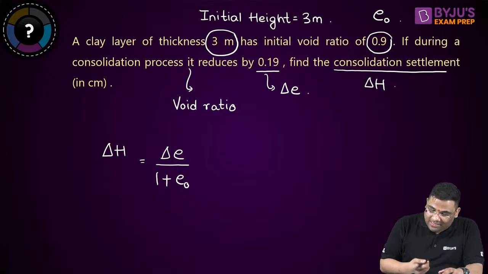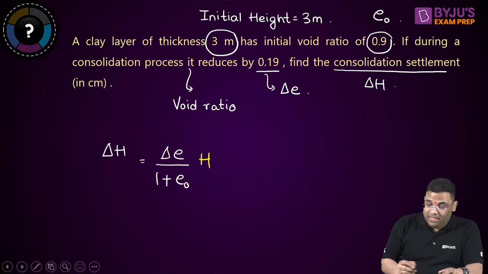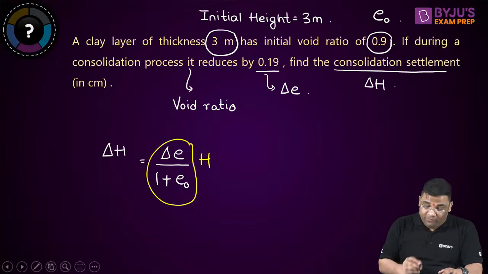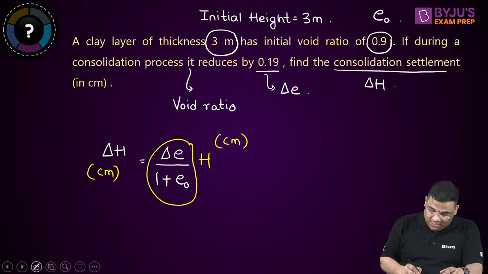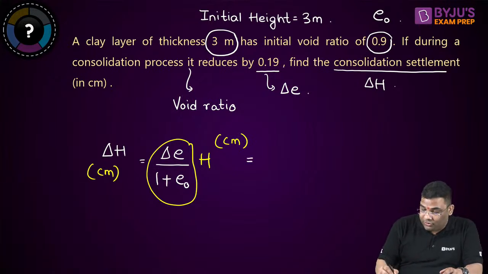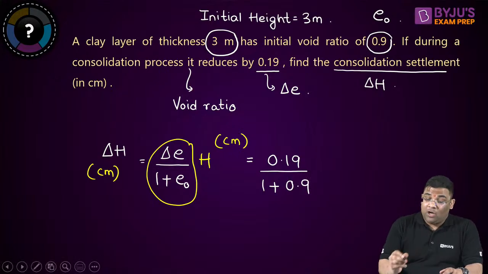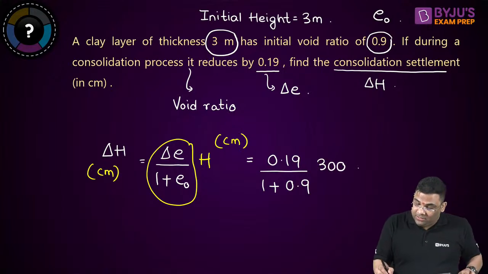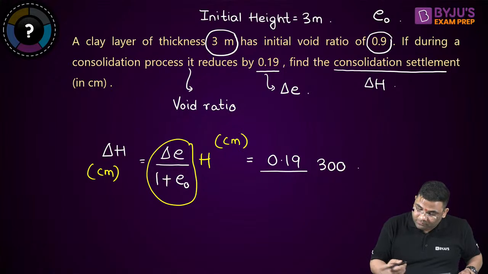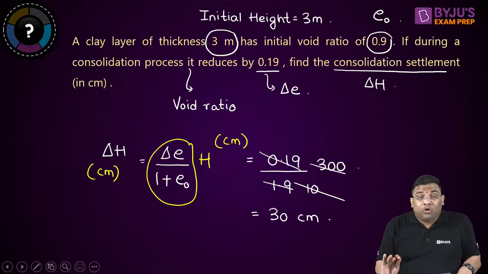From this I can write down delta H equal to this equation. Now you see, this is not having any unit, so whatever unit you want for delta H, you will put the same unit for your H. Now delta e, the change in void ratio, is 0.19. 1 plus e naught, the initial void ratio, is 1.9. And H is 3 meter, which I'll express in centimeter because I want delta H in centimeter. Get cancelled. I'm getting 30 centimeter. So this is your consolidation settlement.